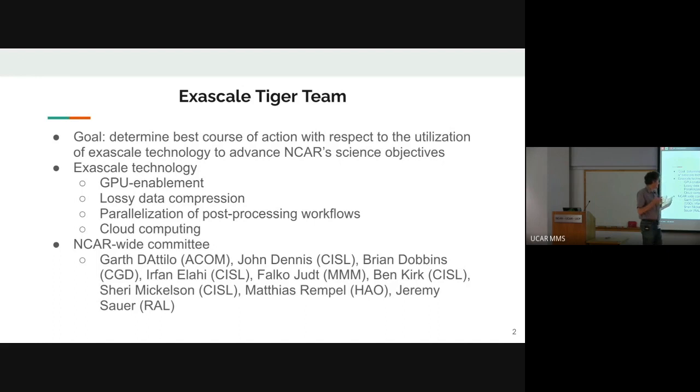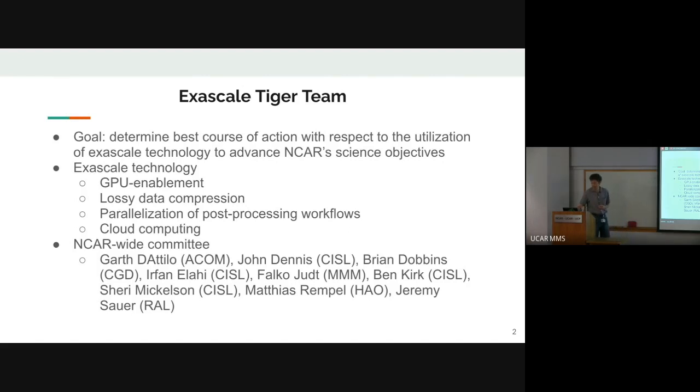However, the institutions that do, like the DOE, use a particular kind of technology to use this. And so we wanted to see what this exascale technology can do to advance NCAR science objectives. We define exascale technology in these 4 categories: GPU enablement, lossy data compression, parallelization of workflow and post-processing, and cloud computing. And so we formed this NCAR-wide committee to talk about how best to press forward with this. And there are the names of my contributors, and this is the work of everybody.